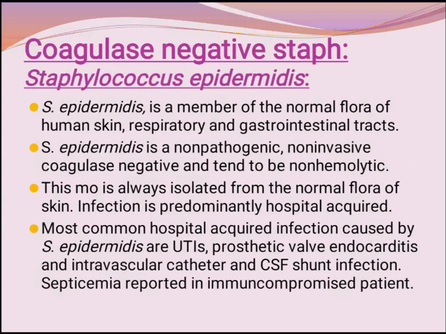First, we have Staphylococcus epidermidis. Staphylococcus epidermidis is a coagulase negative staphylococcus. It forms about 50 to 80% of the isolated coagulase negative staphylococci. Its importance is mainly in hospital-acquired infections. So it's a member of the normal flora of the human skin. It can be present normally on the skin, in the respiratory tract and gastrointestinal tracts.